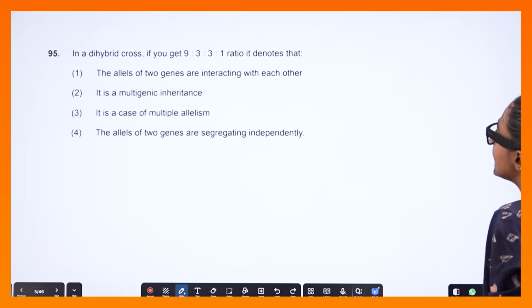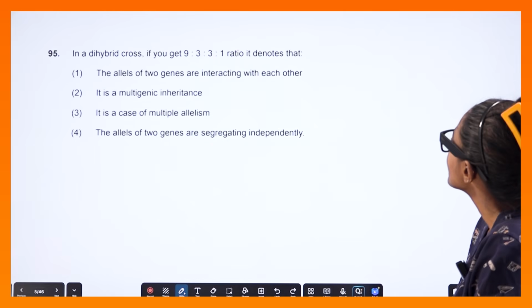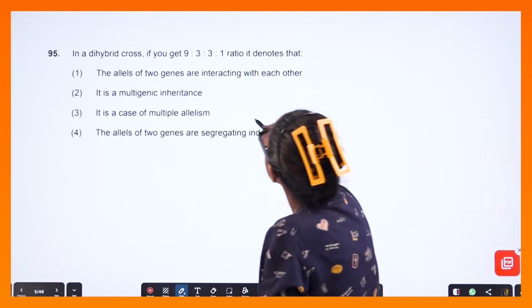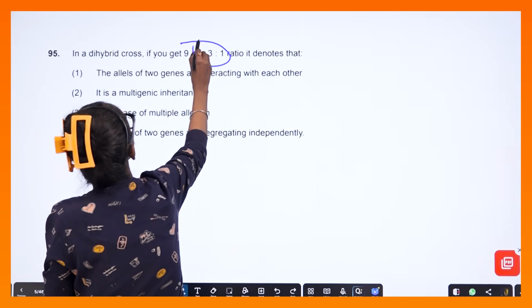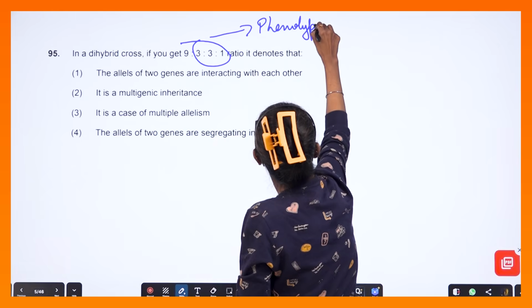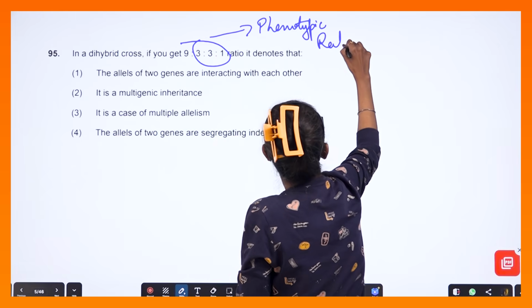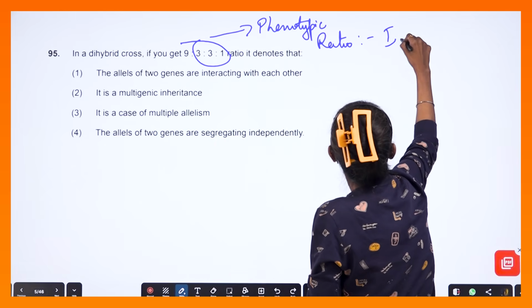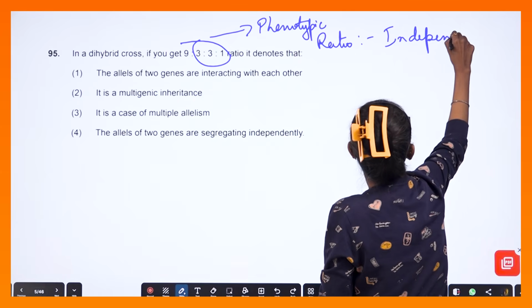In a dihybrid cross, if you get a 9:3:3:1 phenotypic ratio, that means this is independent assortment.